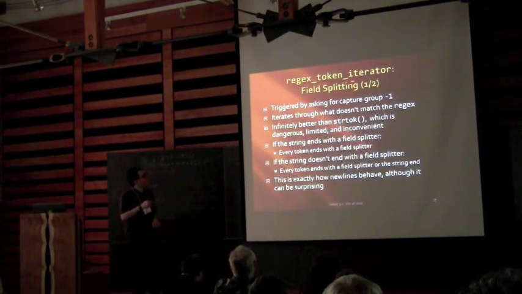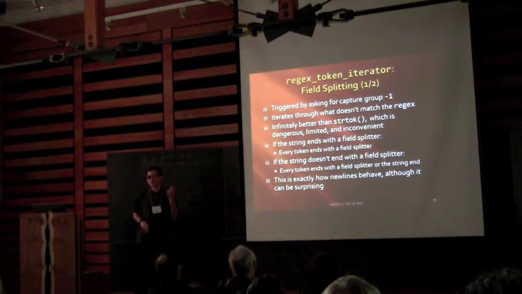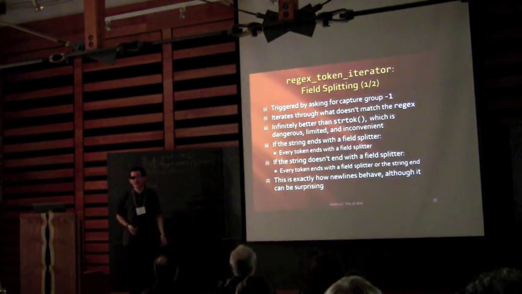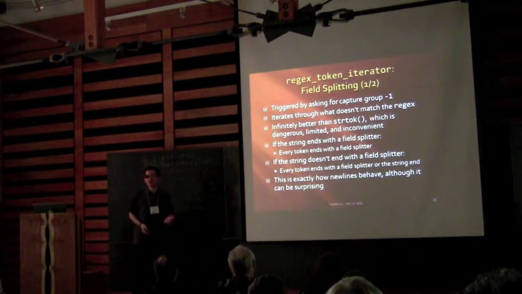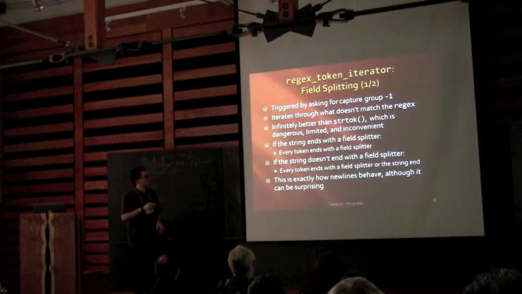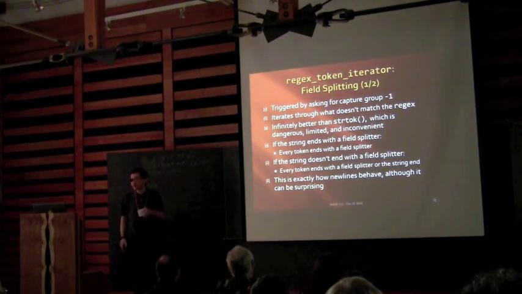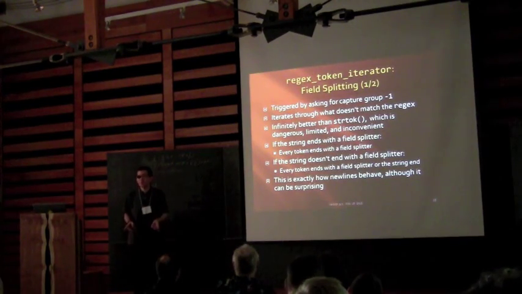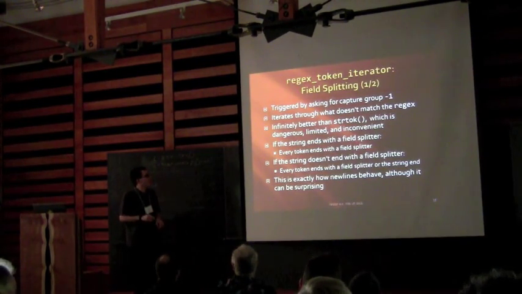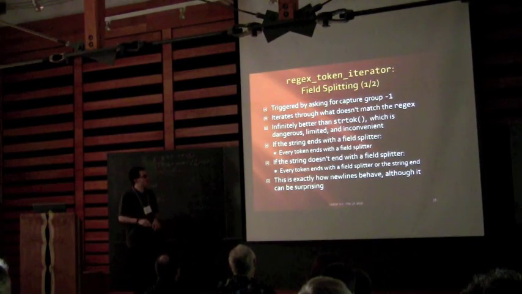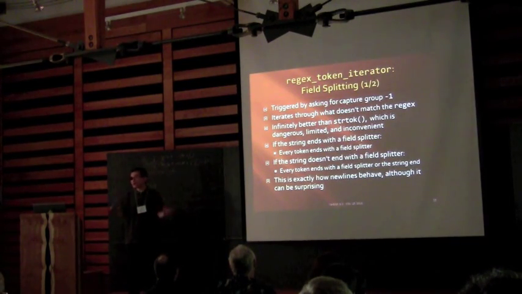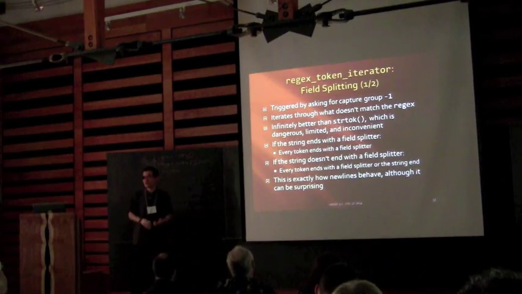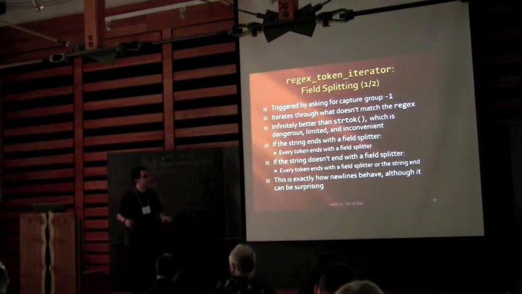Okay, and then finally, field splitting. If you ask for capture group negative one, well, there is no capture group negative one. This instructs the regex token iterator, give me everything that doesn't match this regular expression. So strtok is terrible. It takes like a single character. It's working directly with raw pointers. It's not even thread safe on some implementations. It is on VC, though. Regex token iterator will accept arbitrary things described by a pattern, not just single characters, not just double characters, anything.